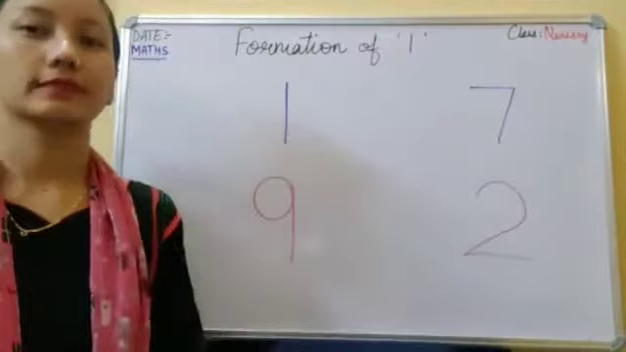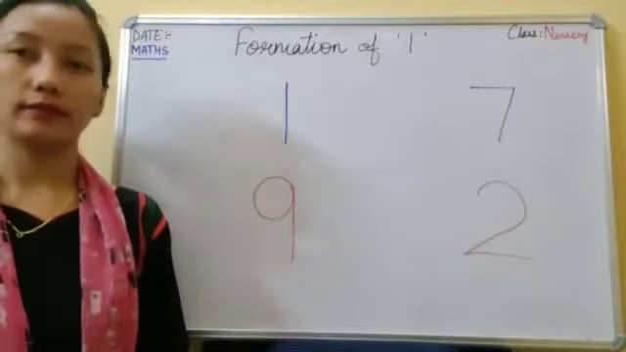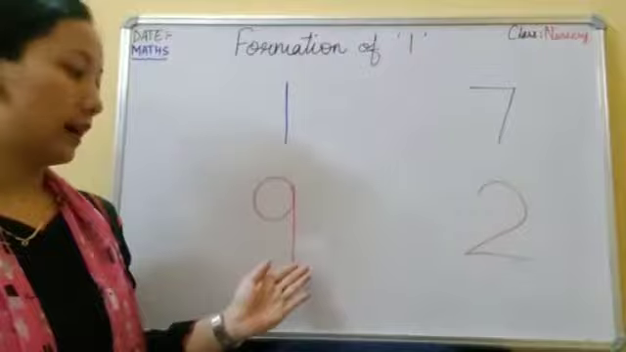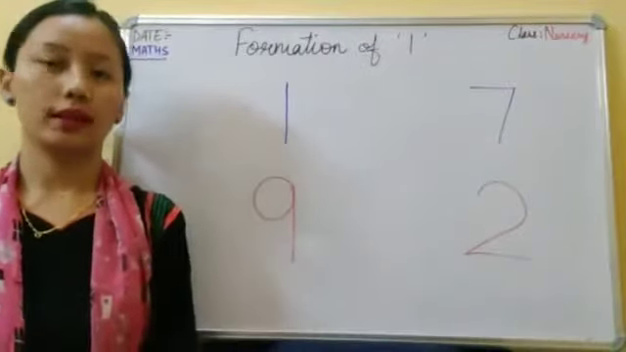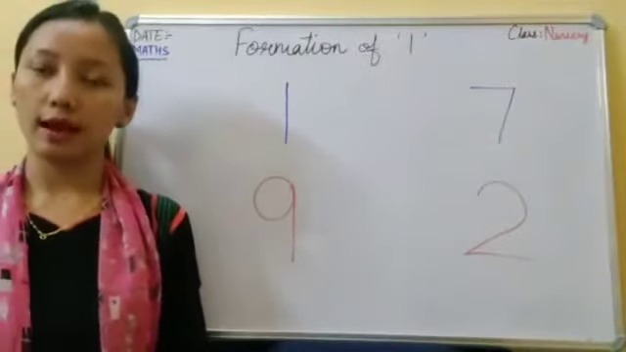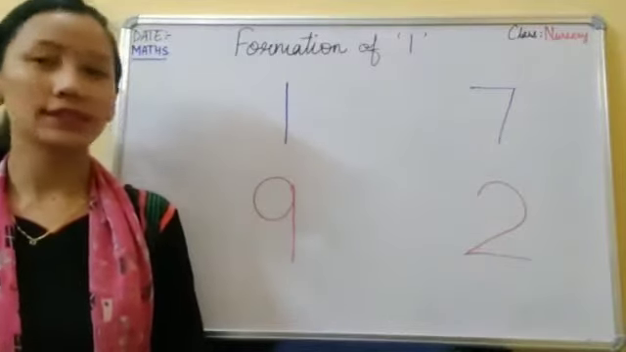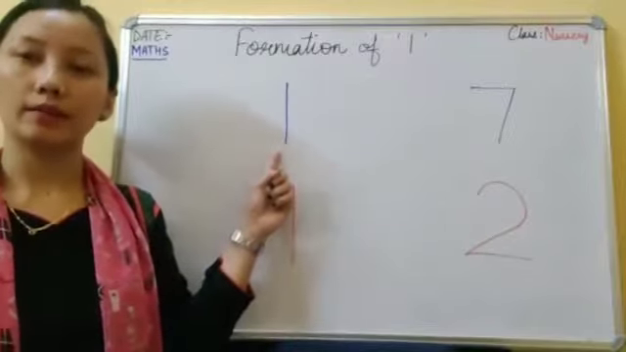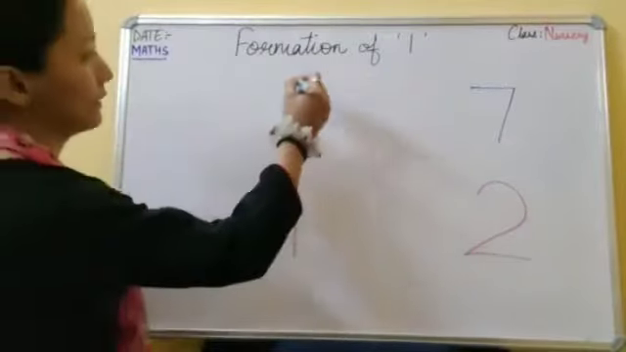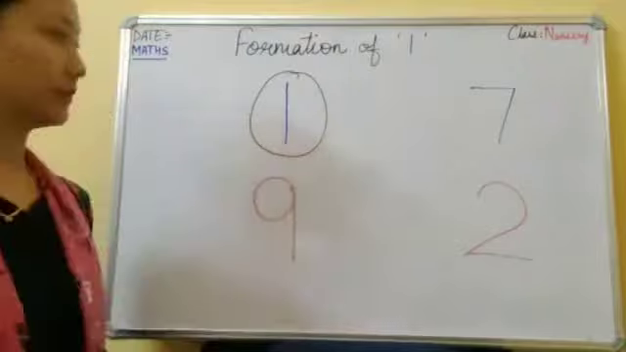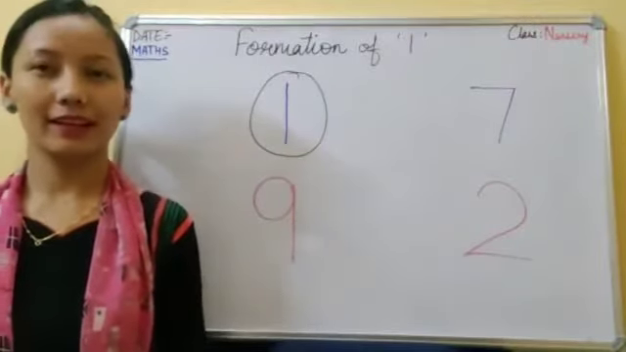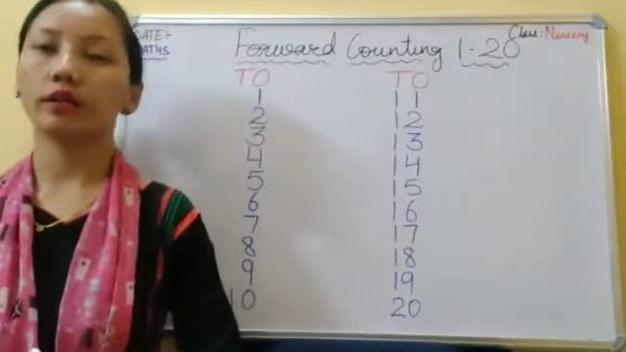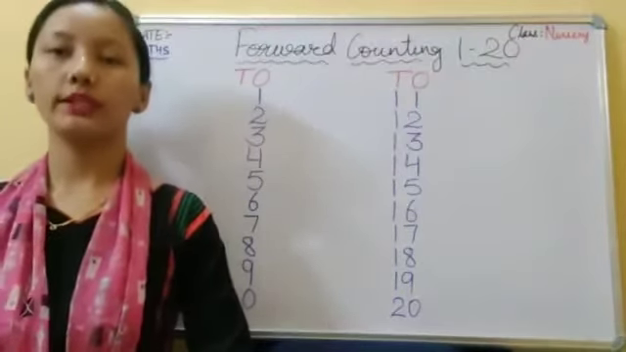Okay, students. Now, again, we have numbers 1, 7, 9, 2. Do you know which number is the number 1? Tell me, students. Yes, this is number 1. Encircle it. Understand? Yes. Okay, students. Now, let's recall forward counting from 1 to 20.